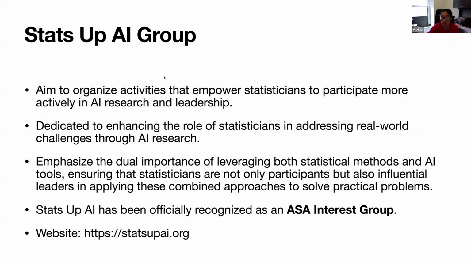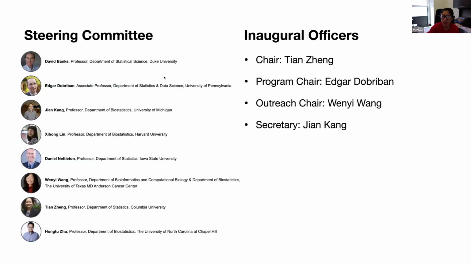It aims to organize activities that empower statisticians to participate more actively in AI research and leadership. And just some good news, this group has been officially recognized as an ASA interest group. Now here is the website, and you can also sign up for the Google group for StatsUp for AI. And here is also a brief introduction about the steering committee and the inaugural officers.